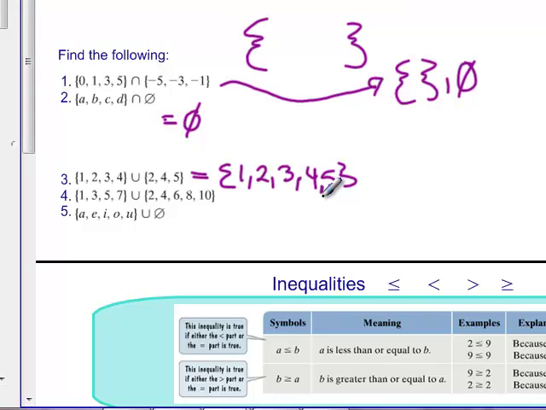All right, what about set 5? We have the set number 5. We have the set A, E, I, O, U, union, the empty set. What are we going to get? Yeah, just the A, E, I, O, U, right? Is that okay? All right, good.